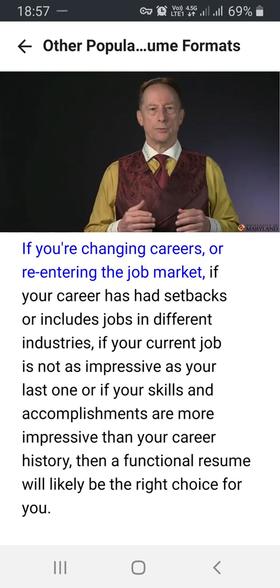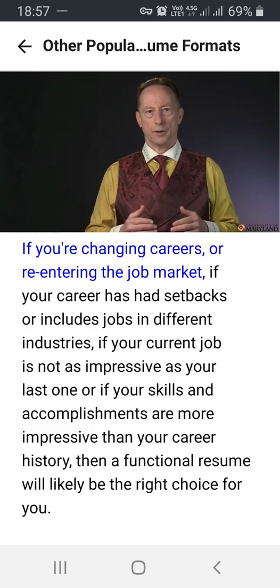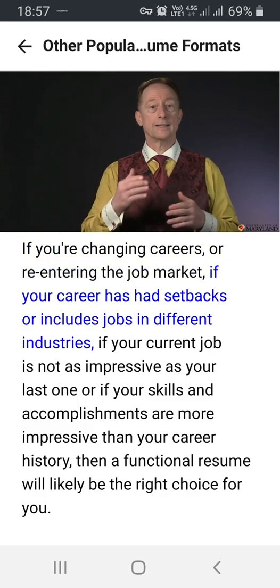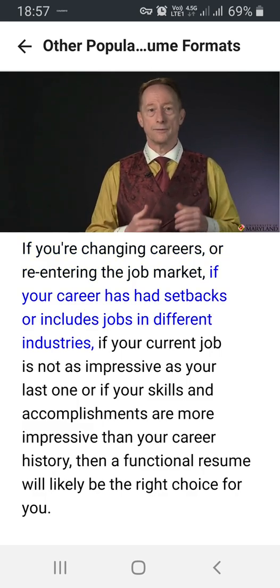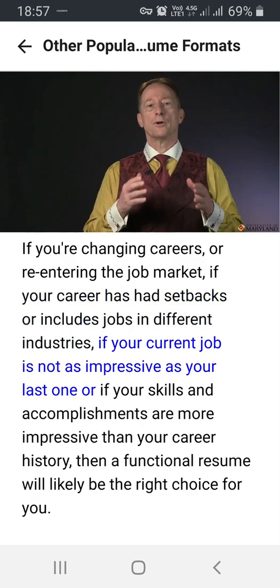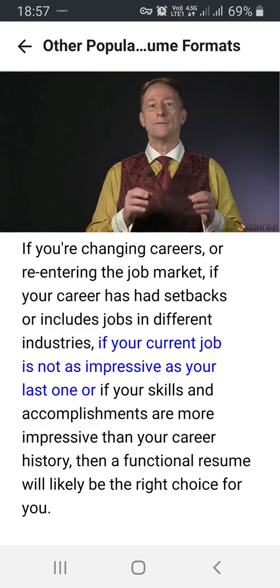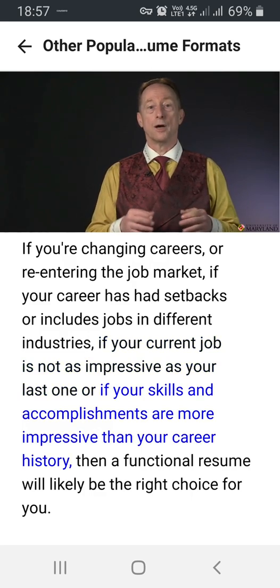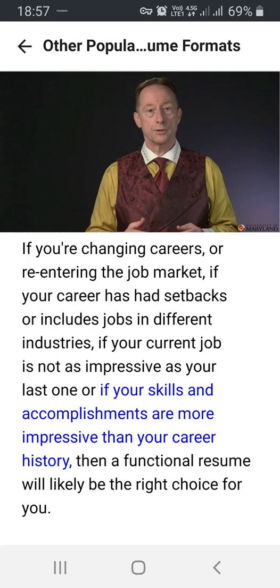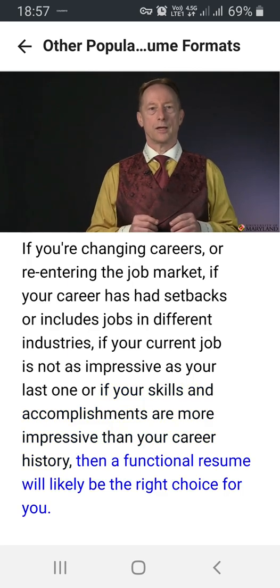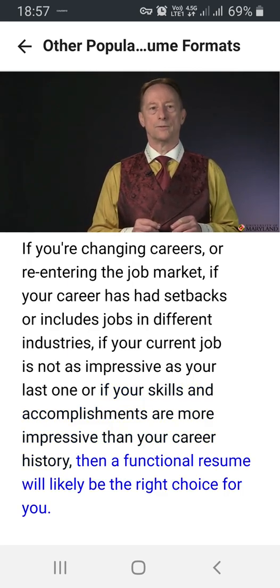If you're changing careers or re-entering the job market, if your career has had setbacks or includes jobs in different industries, if your current job is not as impressive as your last one, or if your skills and accomplishments are more impressive than your career history, then a functional resume will likely be the right choice for you.